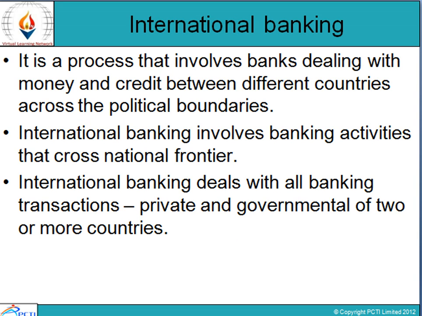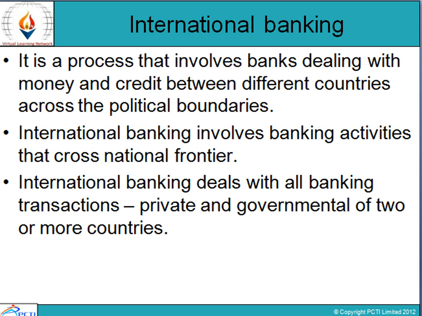When we talk about international banking, it is basically a process whereby the bank deals with money and credit between different countries across their political boundaries. So it is also at times known as offshore banking or foreign banking. We can also understand that international banking takes care of all the activities that cross the national borders. It is concerned with the national and international movement of money and offerings of financial services through offshore branching or correspondence banking.